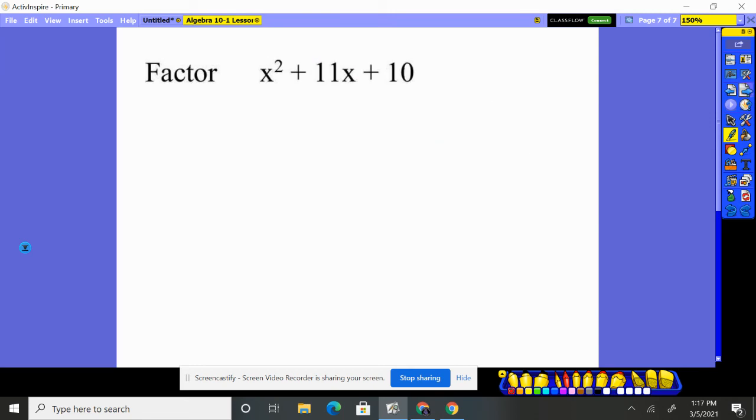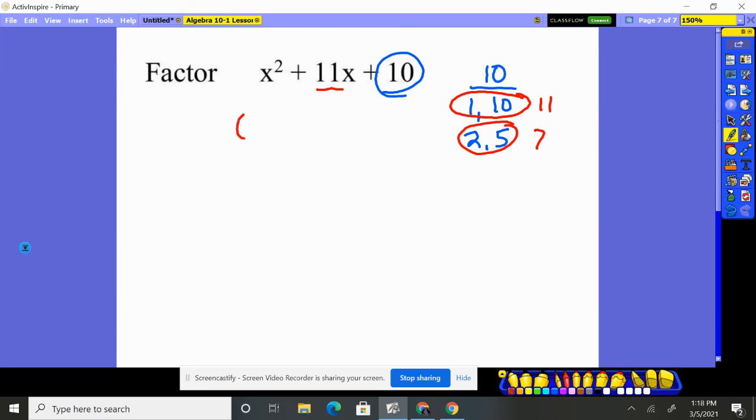Let's look at another one. Let's say we have this. Again, we always look at the final number. What multiplied together to give us 10? 1 and 10, 2 and 5. To get the middle number, this 11, we look at what they added together. 7, and this would give you a middle term of 7x. We don't want that. We want the 11x. So we know it's the 1 and the 10. So we're going to do x plus 1 times x plus 10. That's what it factors down to.